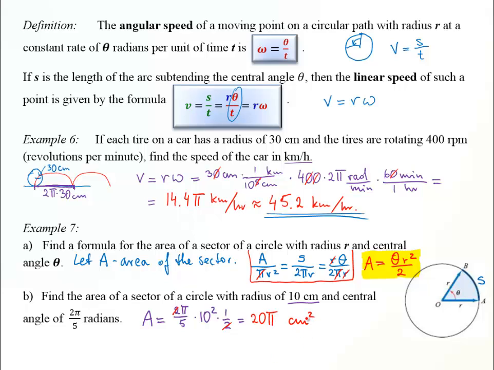Centimeters squared, because it's an area, it's a unit squared, and the units are centimeters. So 20 pi centimeters squared. Final answer.